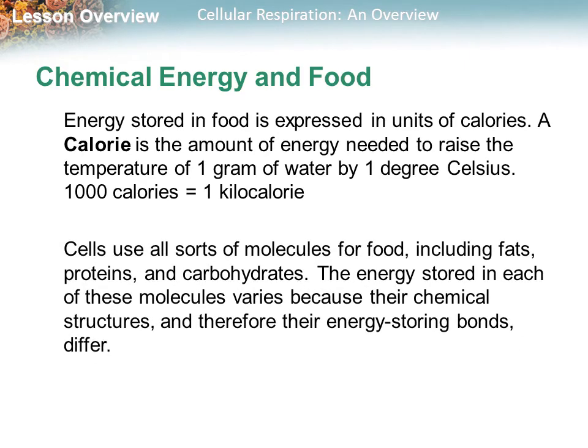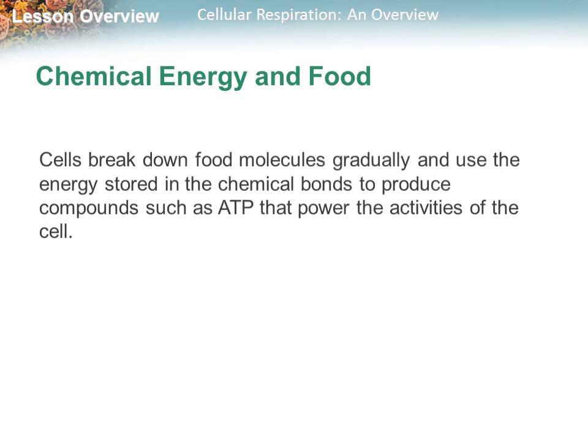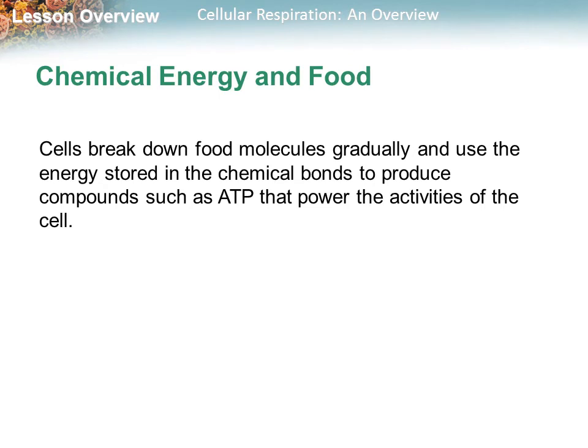Cells use all sorts of molecules for food, including fats, proteins, and carbohydrates. The energy stored in each of these molecules varies because their chemical structures, and therefore their energy-storing bonds, differ. Cells break down food molecules gradually and use the energy stored in the chemical bonds to produce compounds such as ATP that power the activities of the cell.